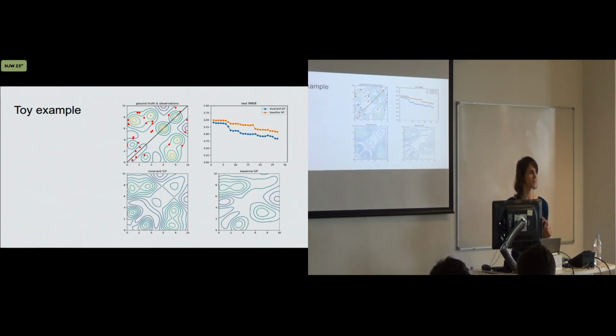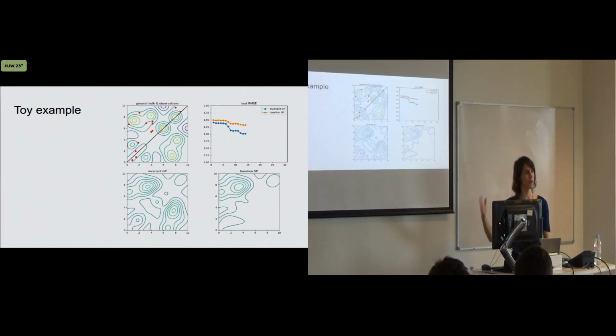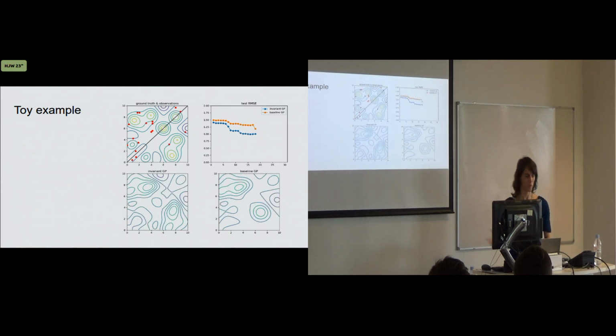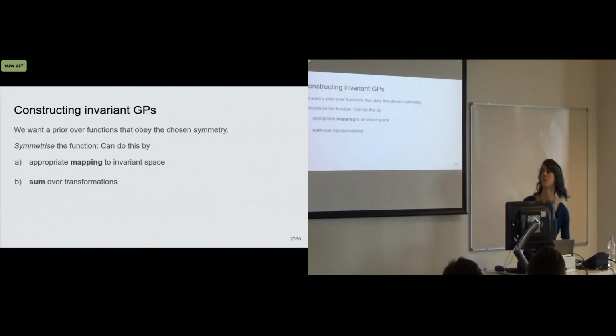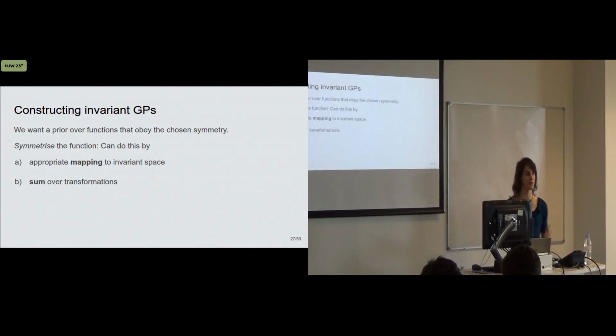Okay, so data augmentation is something you can do, but it doesn't fit well into a Bayesian framework, whereas this does, as you'll find out later. So how do we construct the invariances? And you just suggested the first way, which is you figure out an appropriate mapping into an invariant space.